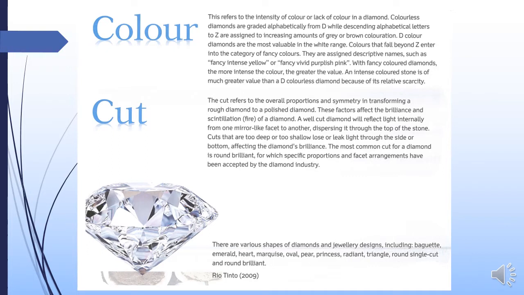diamond's brilliance. The most common cut for a diamond is round brilliant, for which specific proportions and facet arrangements have been accepted by the diamond industry. There are various shapes of diamonds in jewelry designs, including baguette, emerald, heart, marquise, oval, pear, princess, radiant, triangle, round single cut, and round brilliant.